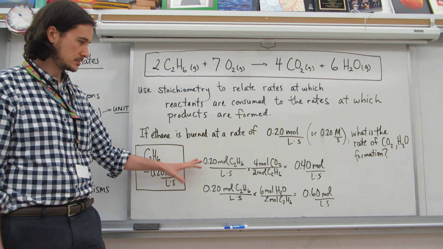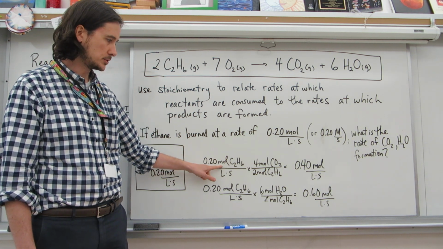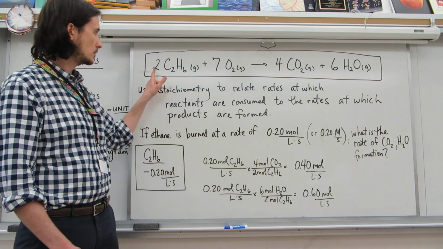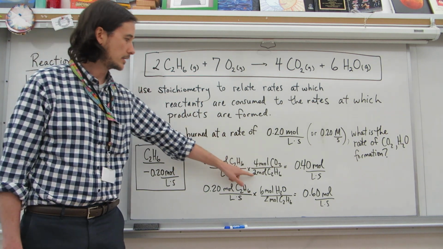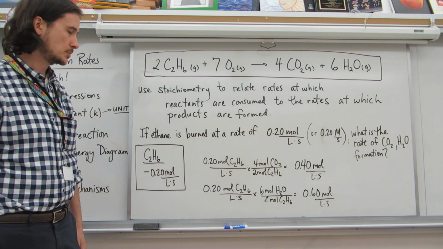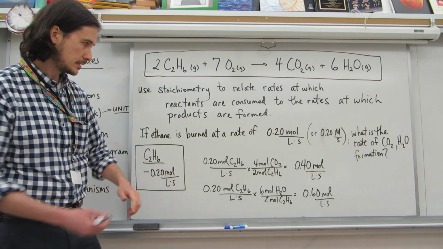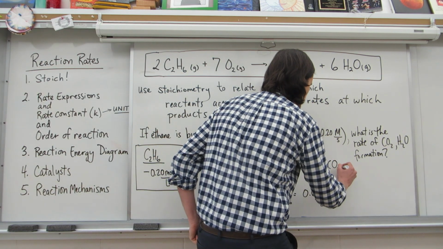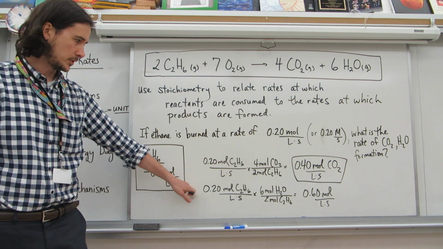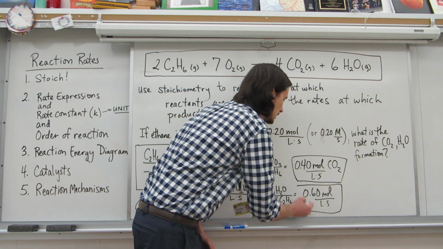But over here I just made it positive, and we have moles in the numerator, and now we're converting to moles of CO2. So we have a coefficient of 2. That goes here, 4 goes here, and okay, 0.4 moles per liter per second for CO2. And for the H2O, we've got 0.2, 2 going to 6, 0.6 moles per liter per second.